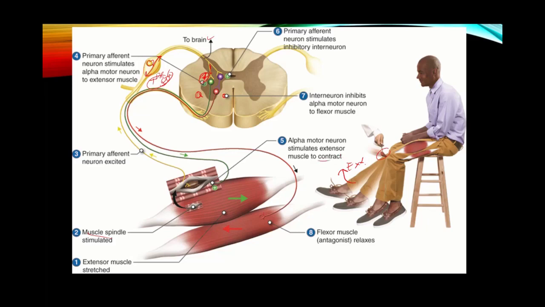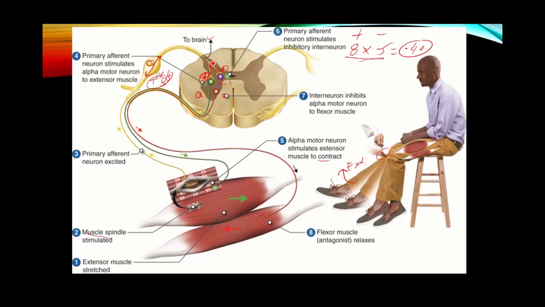Simultaneously, that same primary afferent neuron also stimulates an inhibitory interneuron. So what happens when you stimulate an inhibitory interneuron? I don't know, what's 8 times -5? You get a negative number. So the net result is going to be inhibition. Oh, I just came up with that now. I like that.